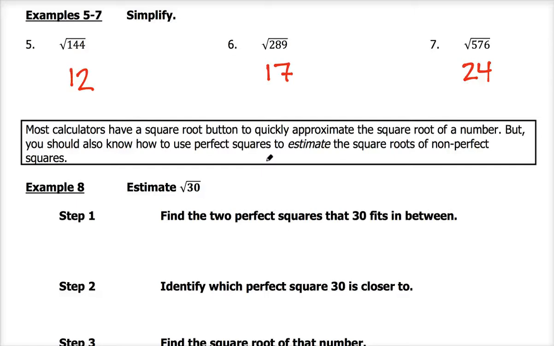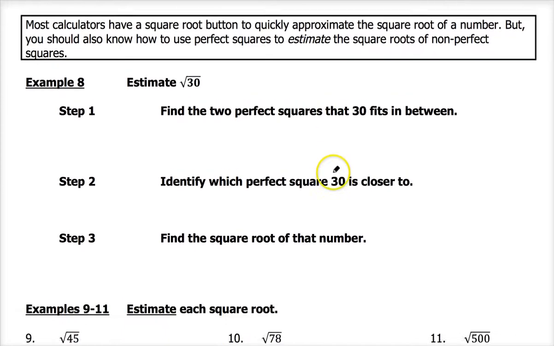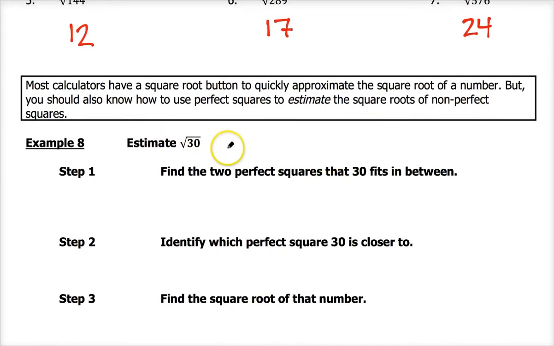But in this class, we're not going to use calculators, so you need to have another method to estimate square roots of not perfect squares. And so we're going to do that here in example 8. We're going to estimate the square root of 30 without using a calculator. So the first step to estimating a non-perfect square root, like the square root of 30, is to find the two perfect squares that 30 fits in between.